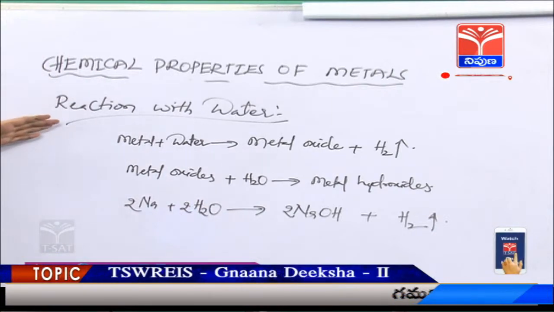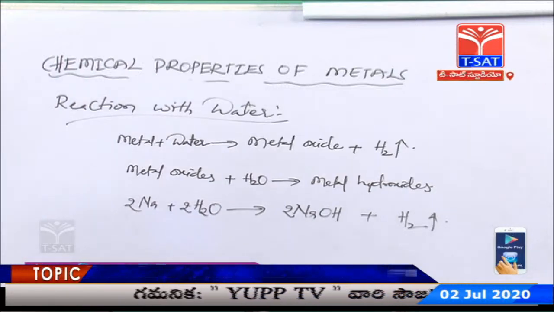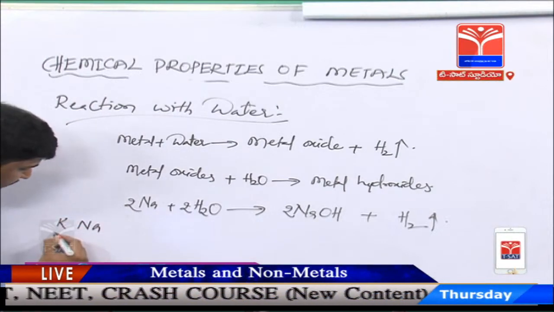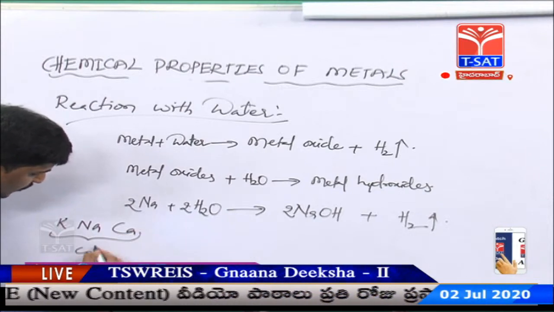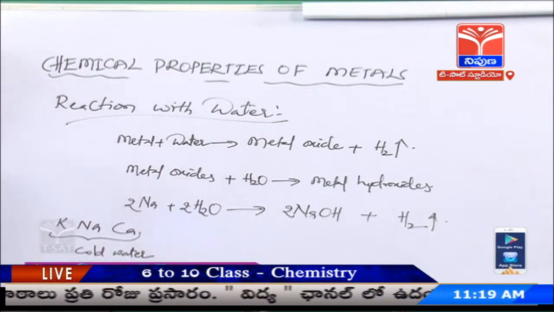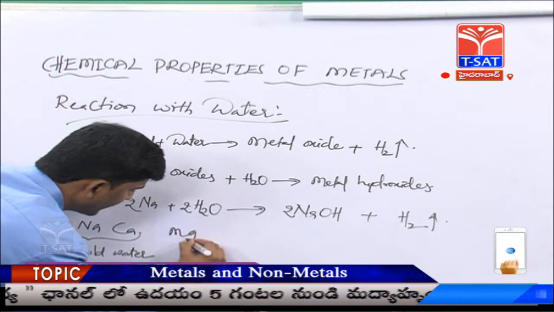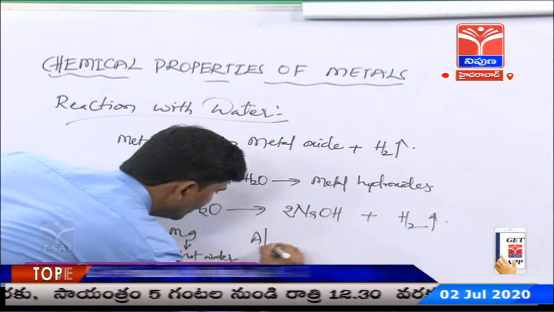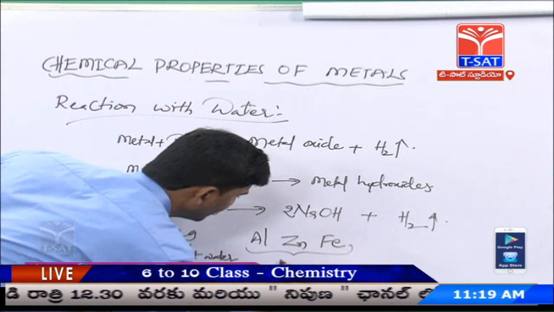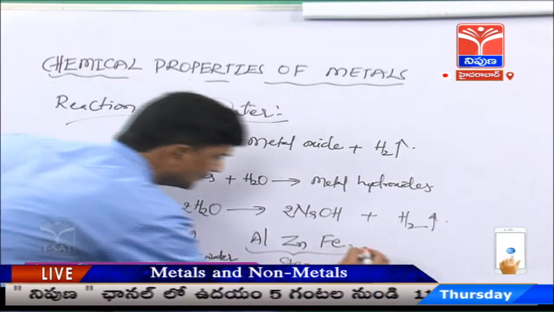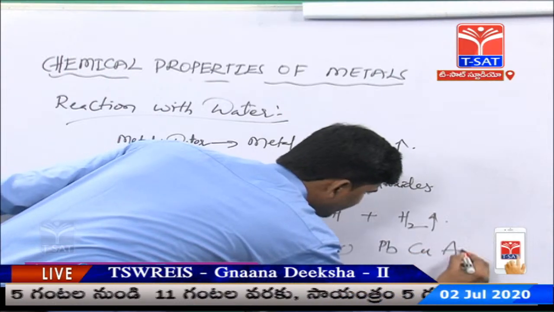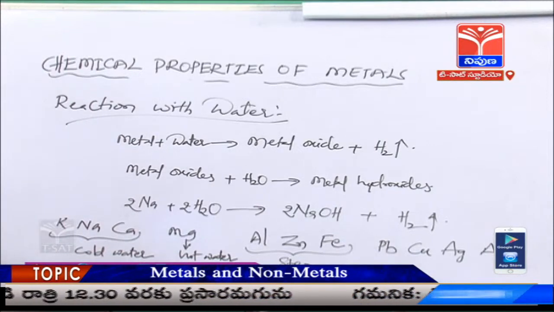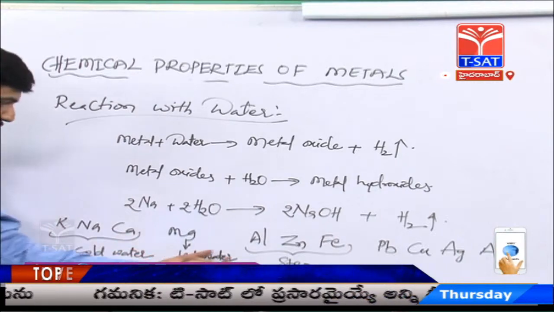Here sodium reacts very violently with water, as we have just seen, and children can see potassium and sodium, and calcium, these react with cold water. Next, children, magnesium reacts with hot water. Next, children, aluminum, zinc, iron, they react with steam. And children, lead, copper, silver and gold do not react with water at all, whatever the temperature. In this way, different metals react with water at different temperatures.